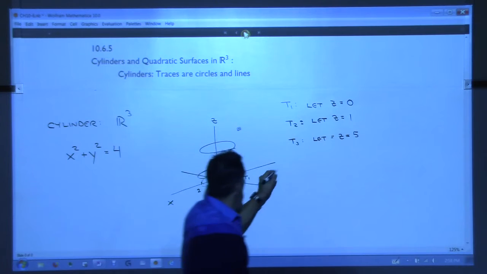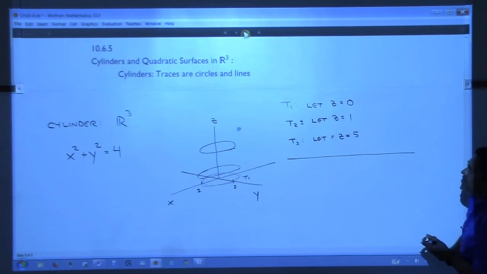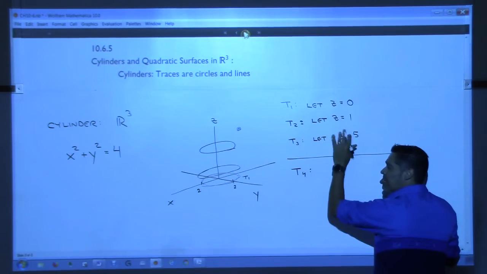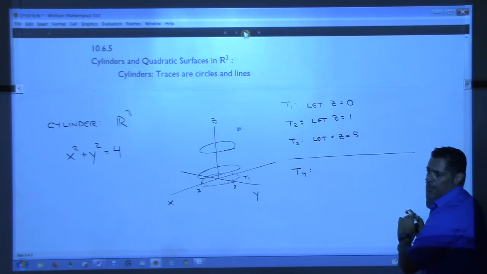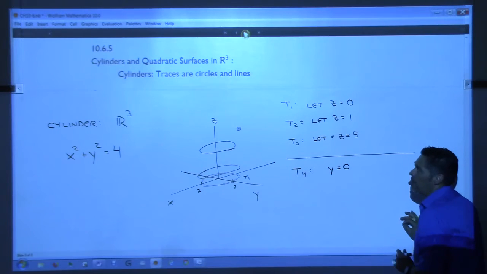Well, let's look at some other traces. Does this concept make sense? Okay, so let's look at another concept. Why don't we do a fourth trace where instead of messing with the z, let's mess with one of the other variables. So what if we let y be 0? What would happen if y is 0?